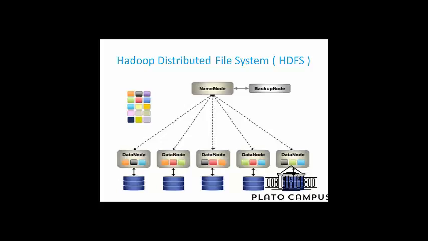But name node and backup node do not store the data. That's true, because name node and backup node, that you can say master machine and secondary master machine, are neither storing the data nor participating in the processing. So what exactly are they doing?